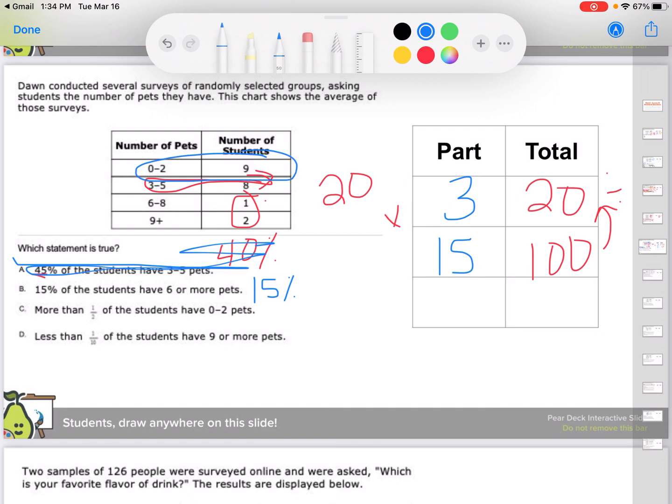More than half of the students have 1 to 0 pets. Well, half of the students would be 10 and only 9, so that's not true. Less than 1/10 of the students have 9 or more pets. So let's think about that. 1/10 is the same as 10%. So we need to check. So 2 students have 9 or more pets, right?